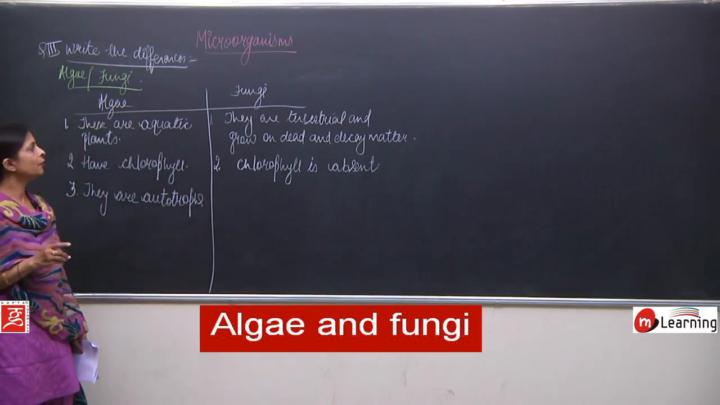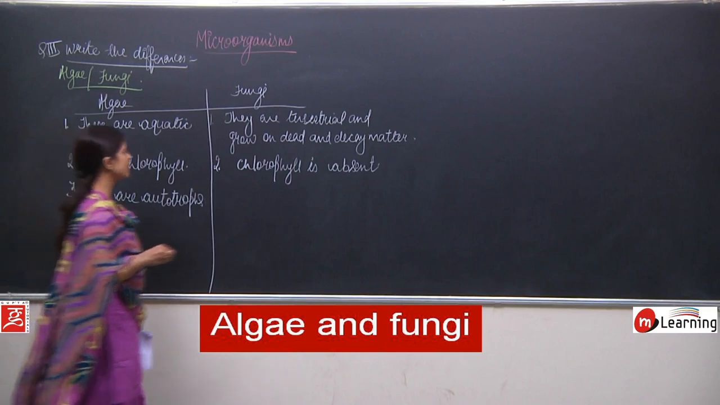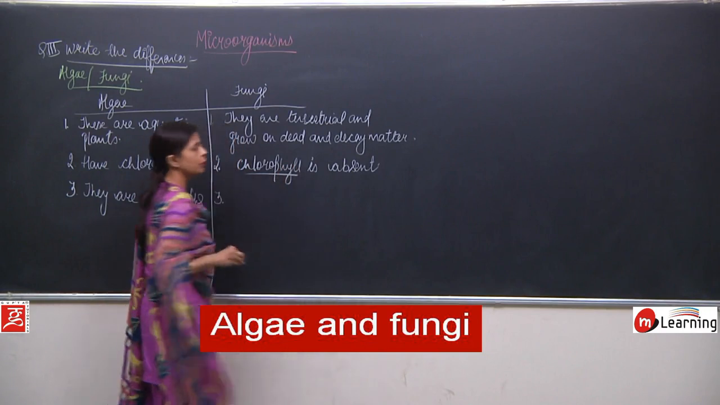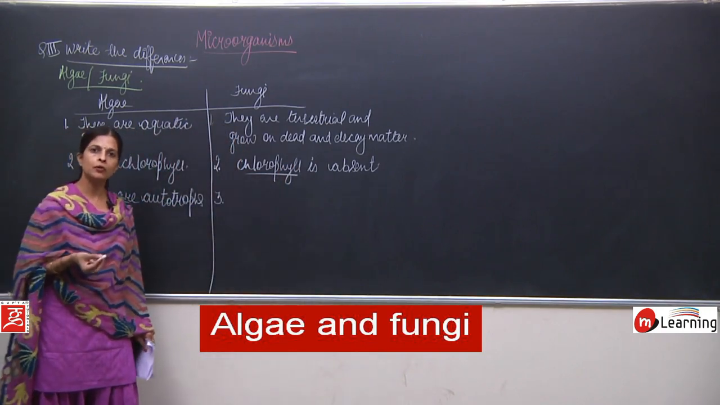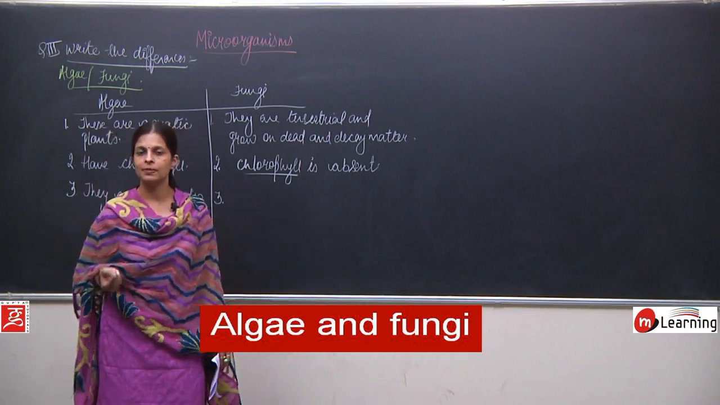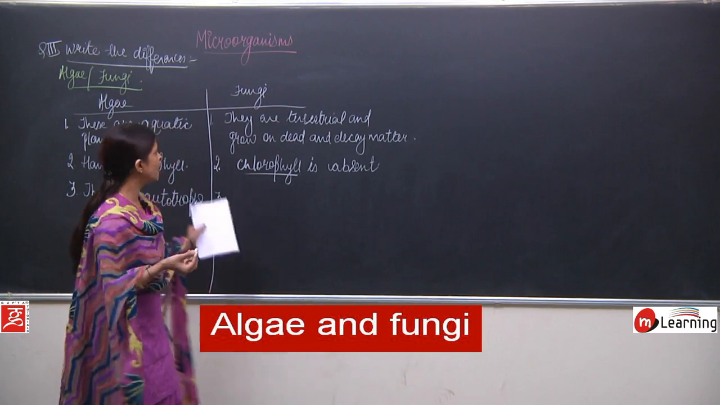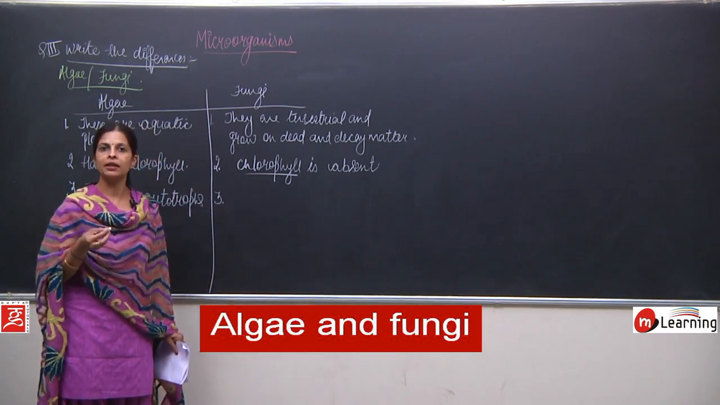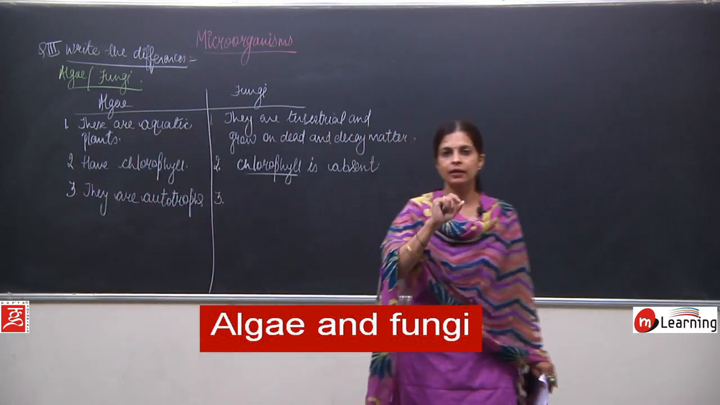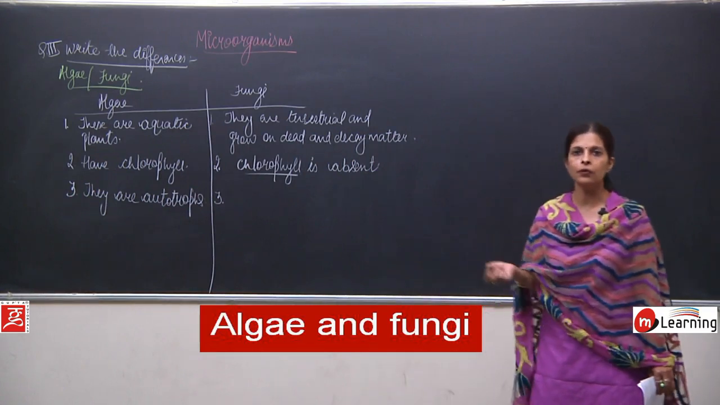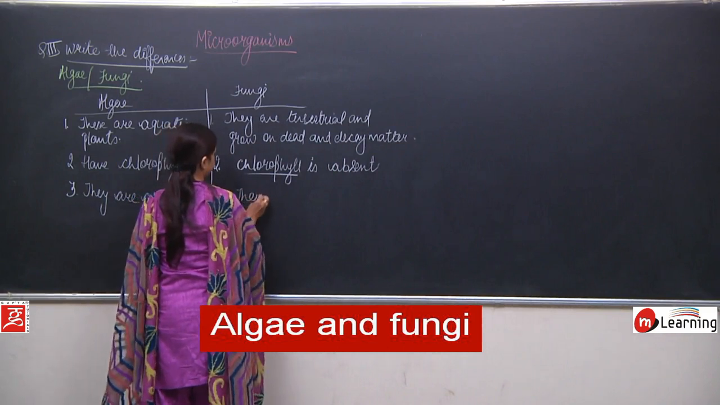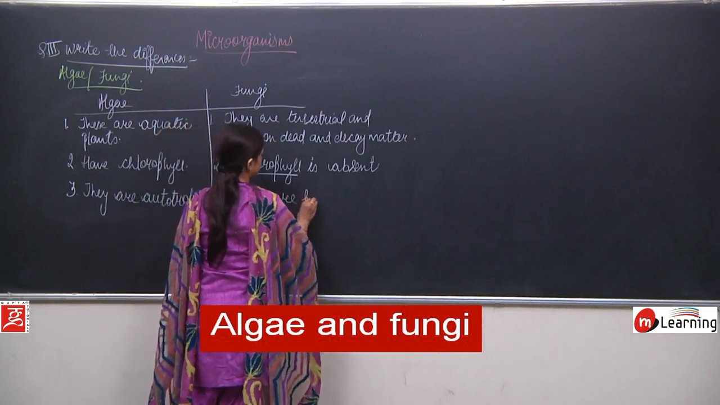But the fungi are not autotrophs and they cannot prepare their own food as they do not have chlorophyll. When they do not have chlorophyll, they cannot prepare their own food. That means they are not autotrophs. So what are the fungi known as? What can we say in one word for organisms which cannot prepare their own food? They are heterotrophs.